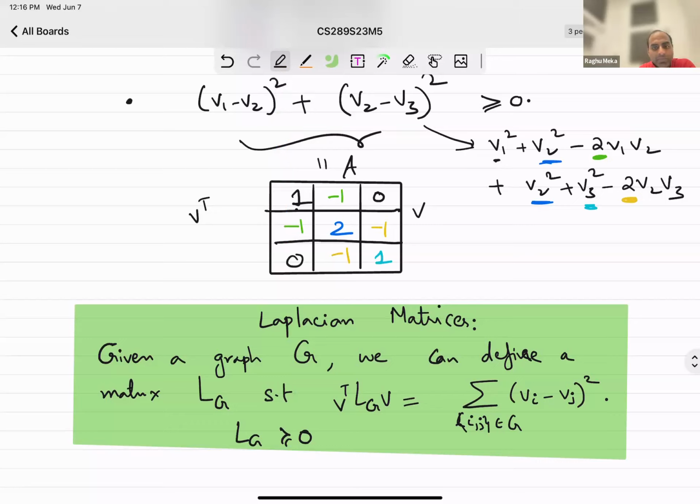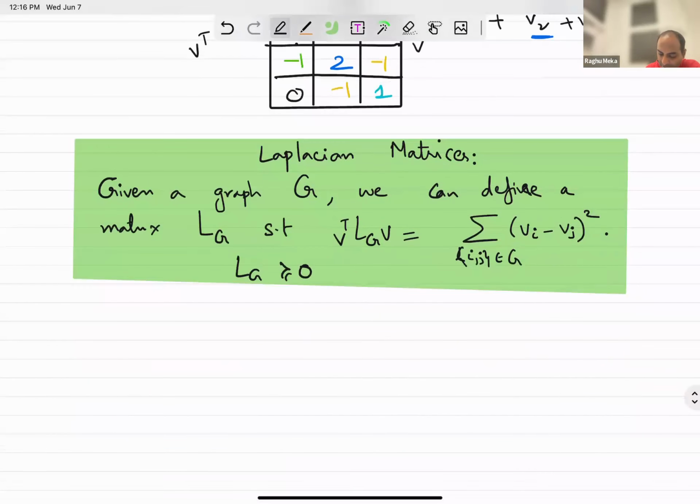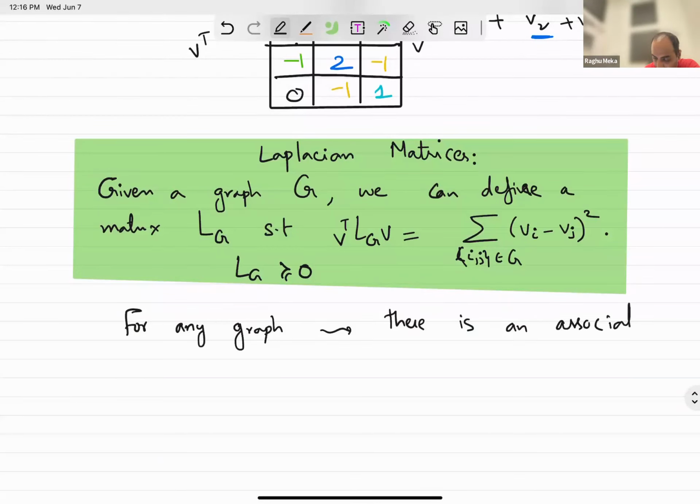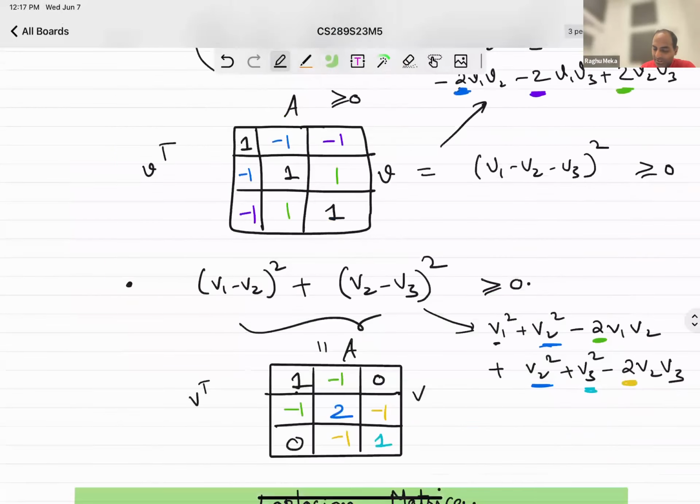Okay. Any questions about this? So this is just to say that, for any graph, there is an associated PSD matrix, which is given by this expression. All right. So positive semi-definite matrices are everywhere. You can associate them with graphs and so on. Okay, those are some examples.